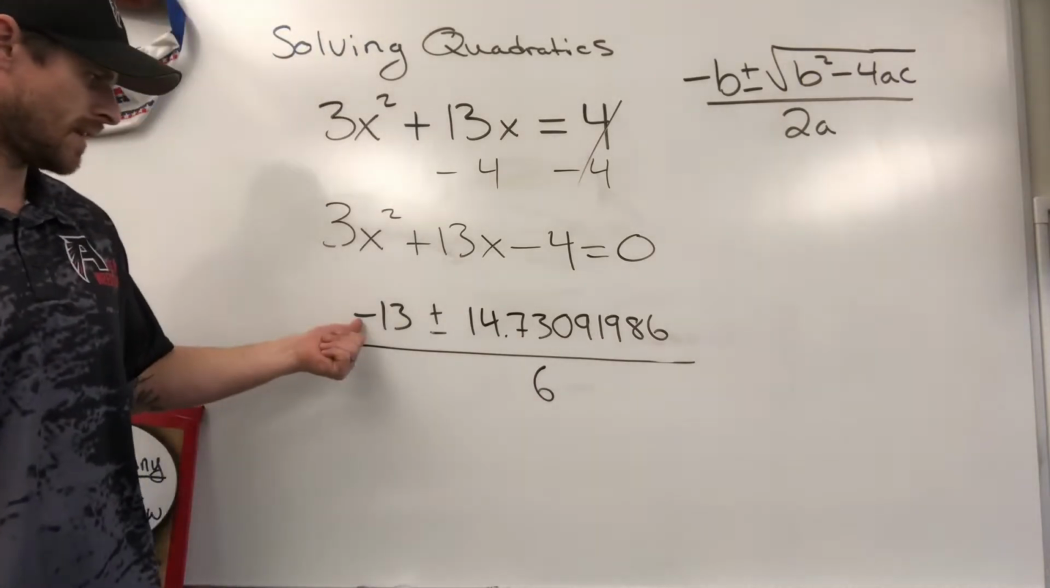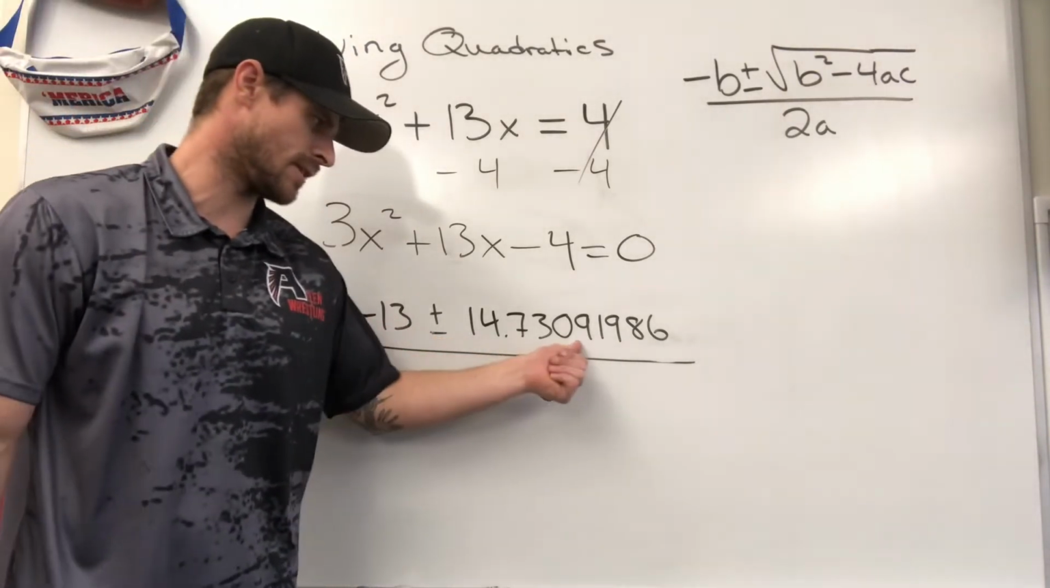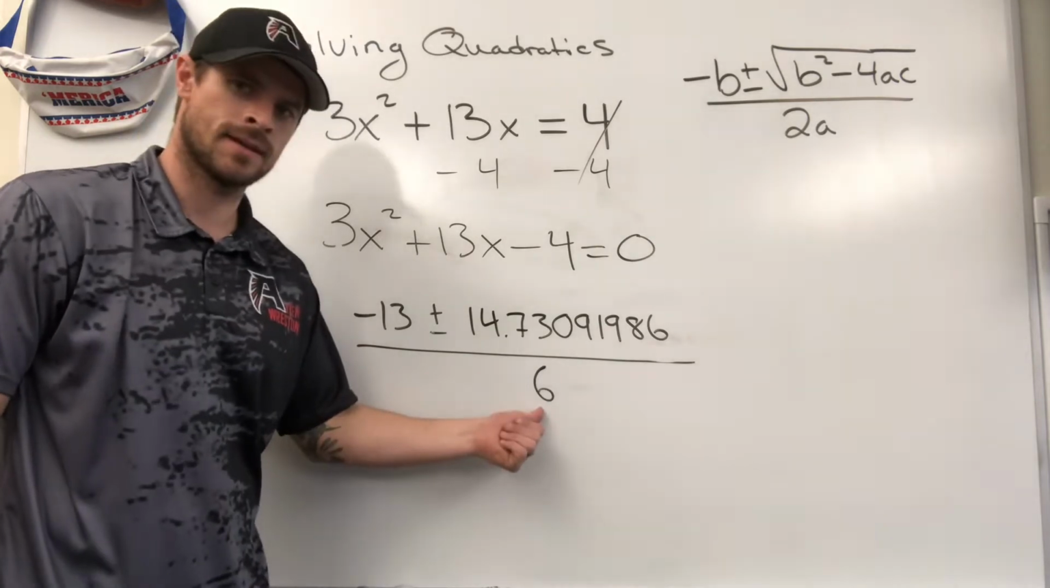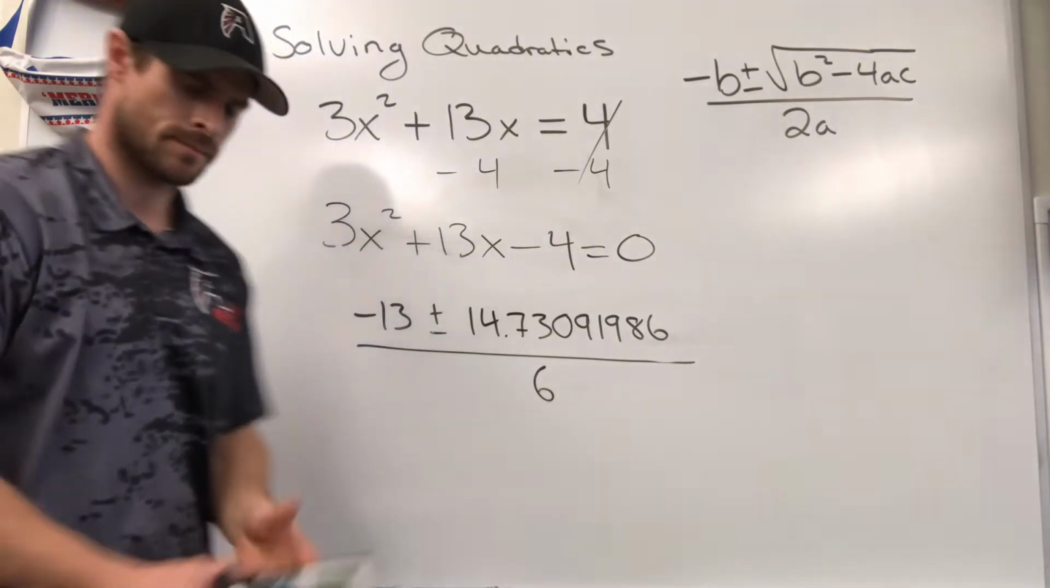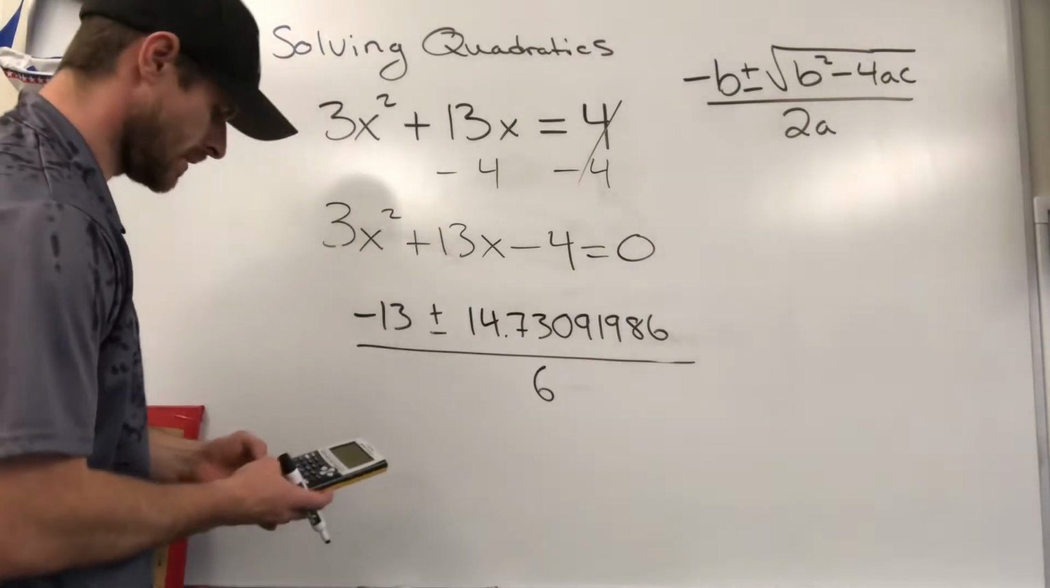Okay? And our last and final step is just take this value, add that value, divide by 6. Then take this value, subtract this value, divide by 6. That's going to give us our 2 answers. So let's take some time, grab a calculator, get ready.